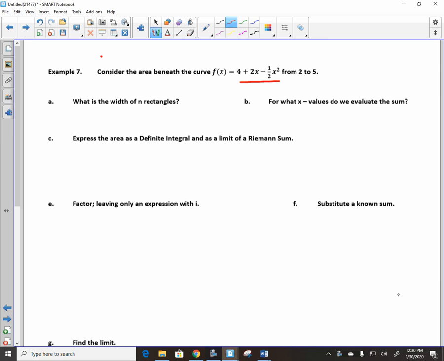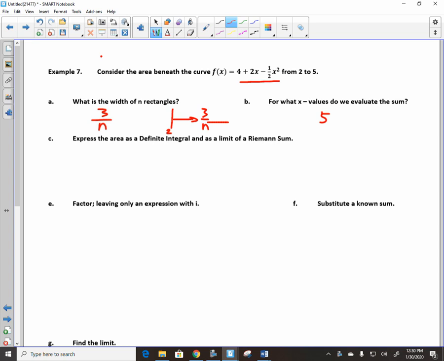We start with this. What is the width of the entire interval? 3. So what's the width of n rectangles? That seems simple. As you consider this, we would be starting at the number 2, and heading all the way over to 5, right? In order to get your first term, you would move over one width, you'd move over 3 over n.